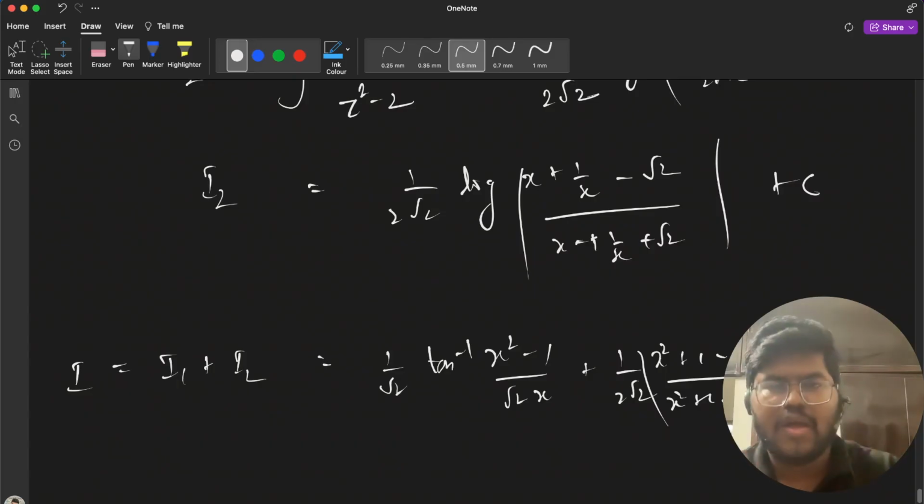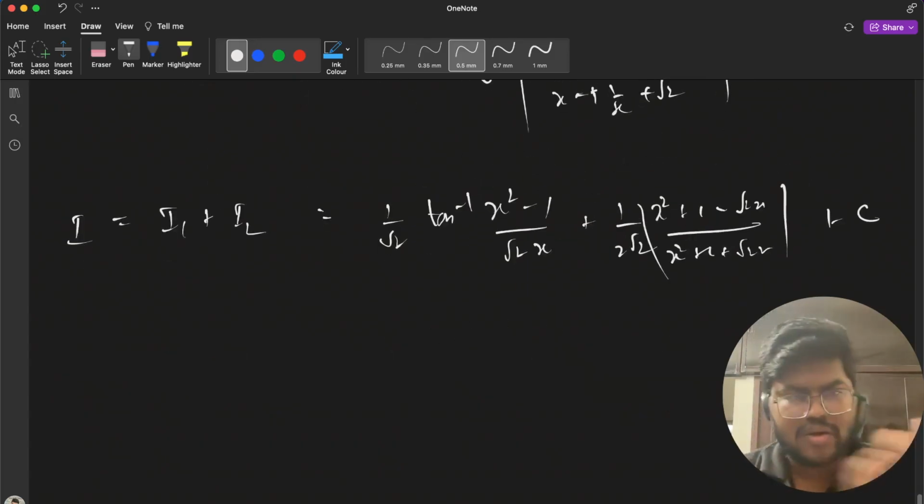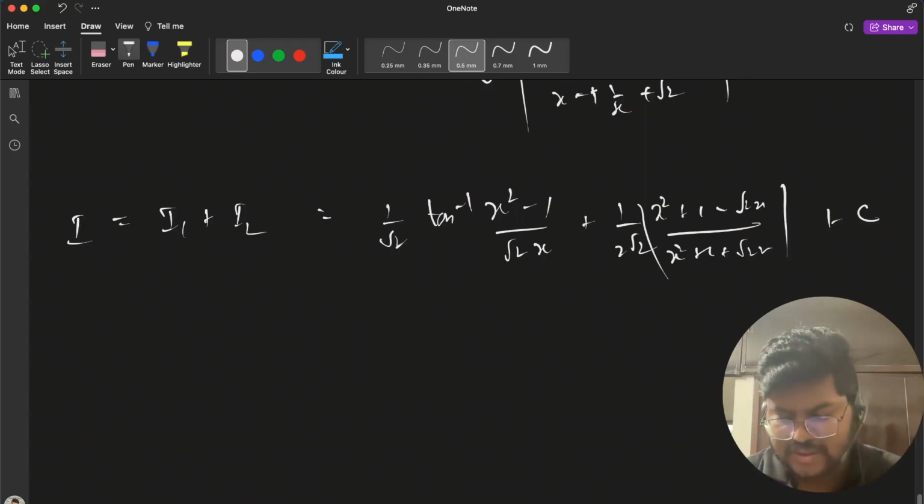So in this way, we have solved the concept for the even powers of x. Now suppose the denominator cannot be factorized, then there are some different formulas we can use.